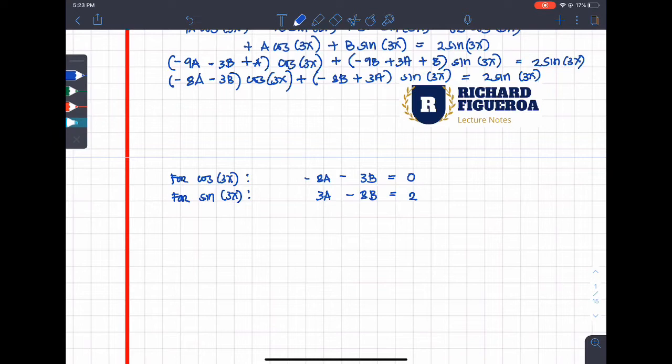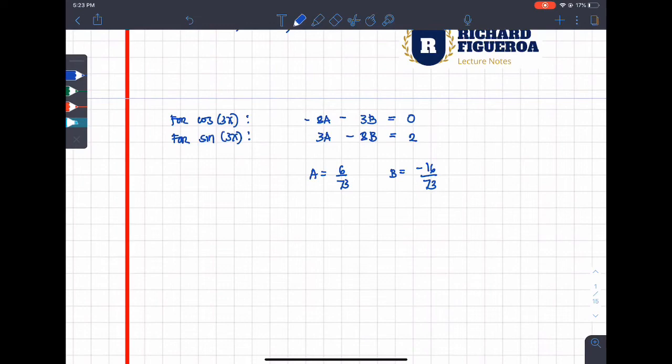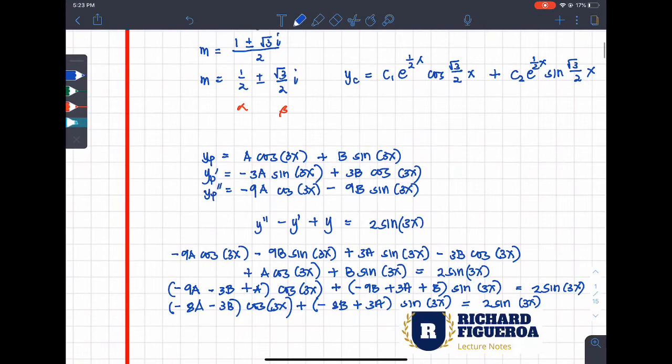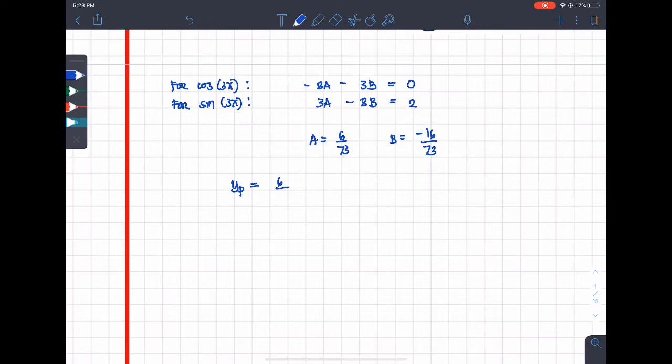So yielding to a value of a, which is 6 over 73, and b, which is negative 16 all over 73. And thus, giving us our particular solution, y_p here is a cosine 3x plus b sine 3x. So that would be 6 over 73 cosine 3x, and then minus 16 over 73 sine 3x.